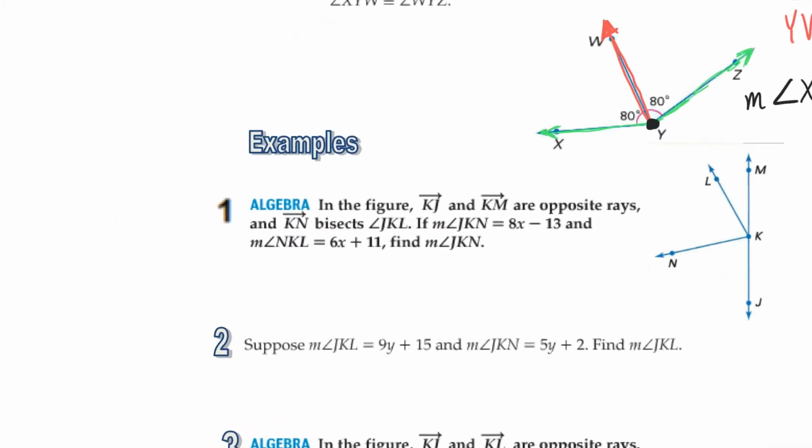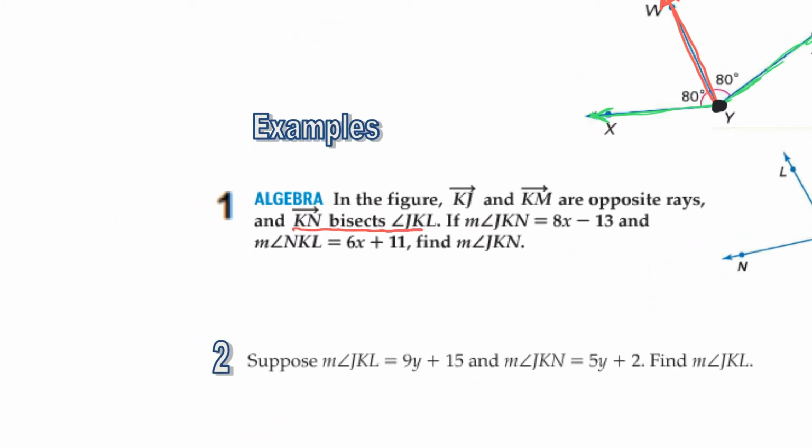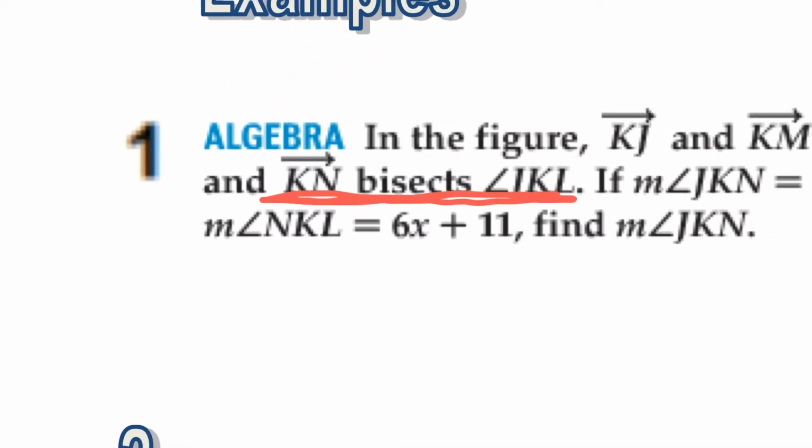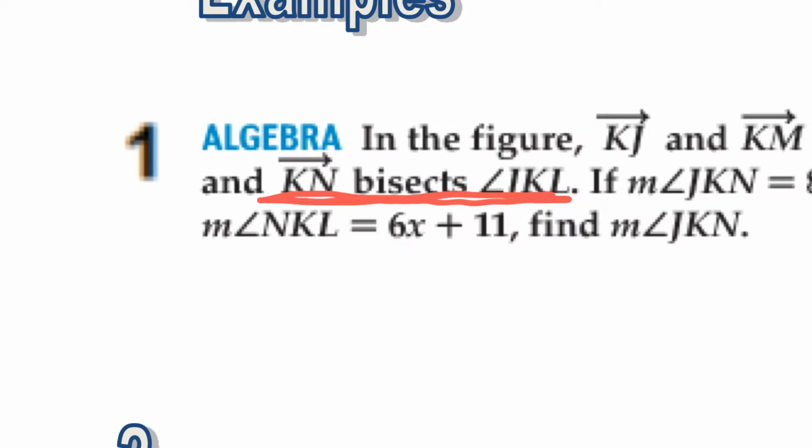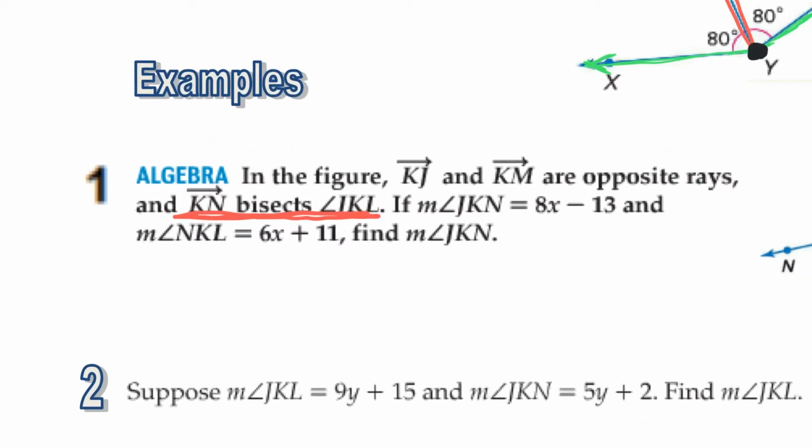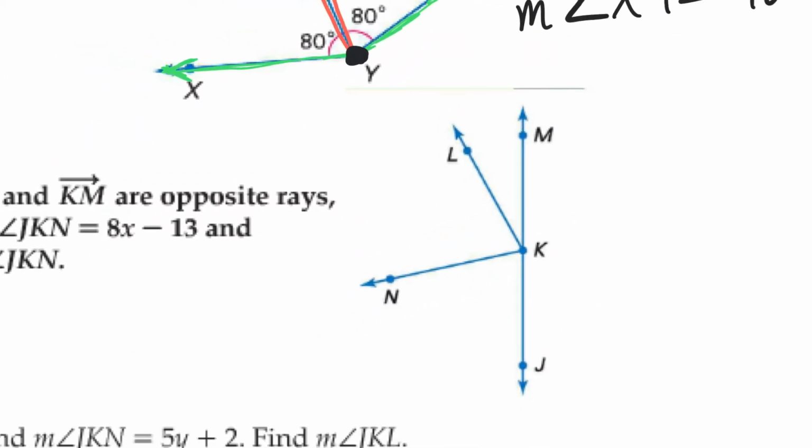All right. So let's look at this right here, that I just underlined in red. Somebody read that for me. Ray KN bisects angle JKL. Okay? Ray KN bisects angle JKL. So over here, ray KN, that's this one, bisects what? JKL, which is this angle right here.